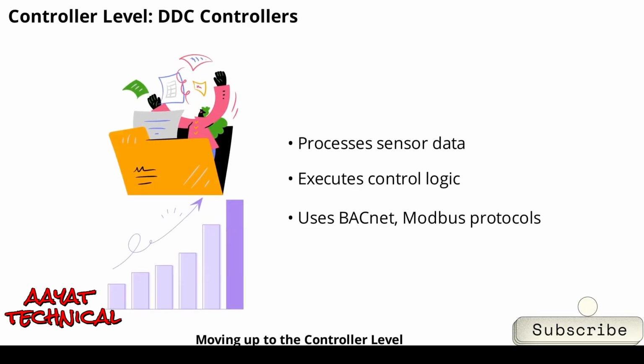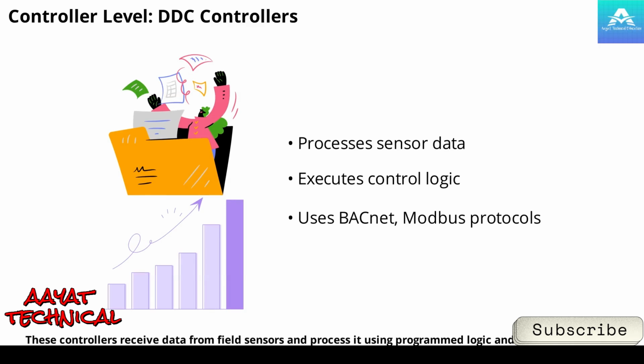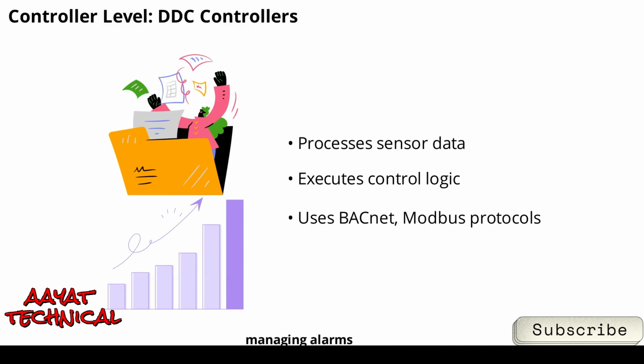Moving up to the controller level, we find direct digital controllers, or DDCs. These controllers receive data from field sensors and process it using programmed logic and sequences. They then send precise control signals to actuators, handling tasks like maintaining temperature, managing alarms, and running control loops. DDCs also communicate with each other using protocols like BACnet MSTP or Modbus RTU, often sharing data across a network. This layer is the brain of the BMS, making real-time decisions to keep building systems running efficiently.